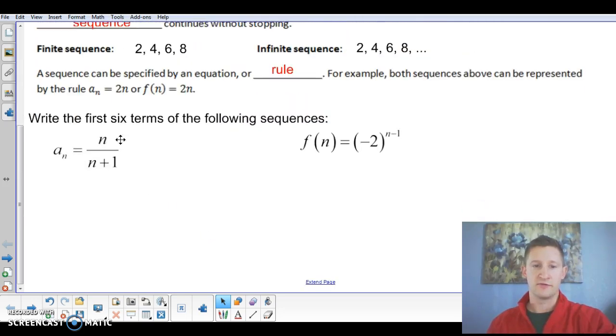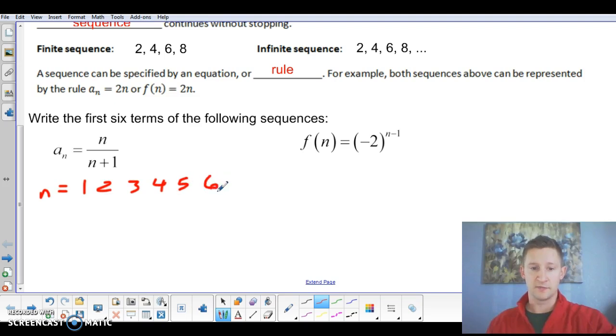Putting that to use, let's write the first 6 terms of the following sequence. Here we're given a rule for each sequence, and we have to write out the terms. Remember, we're writing out the first 6 terms, essentially plugging in for n, 1, and then 2, and then 3, and then 4, 5, and 6. So a sub 1, the first term, is what I get when I plug in 1 for n here and here. That'll be 1 over 1 plus 1, which is 2. All right, 1/2.